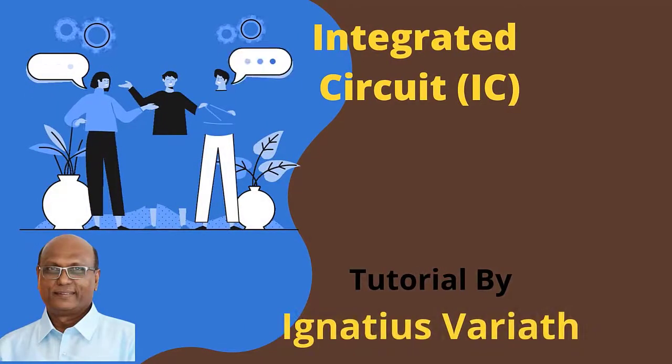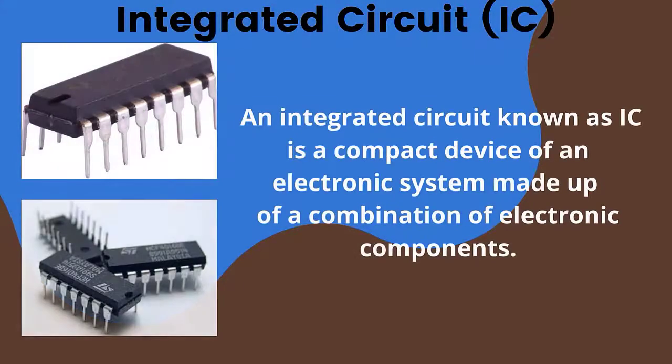Integrated Circuit, IC. An integrated circuit, known as IC, is a compact device of an electronic system made up of a combination of electronic components.